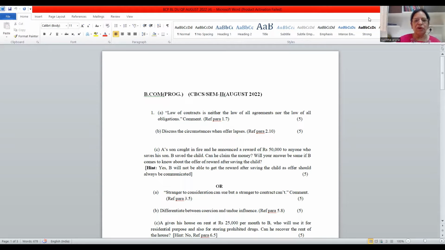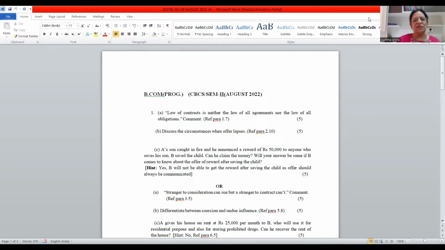So para 1.7: the 1 means first chapter, and in 1.7 para, you will find this heading and you will find the answer. Like the B part, para is 2.10. So this is the second chapter. First stands for first chapter, second stands for second chapter, third stands for third chapter, like this. I hope you must have understood. So if you open para 2.10 in this second chapter, you will find the heading: how will the offer lapse? How does an offer come to an end?